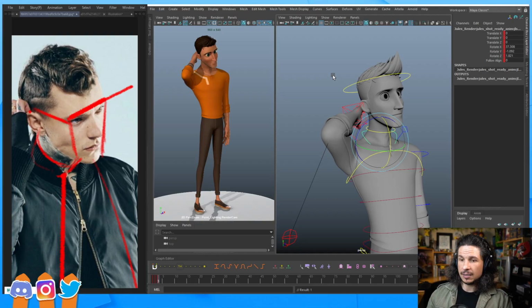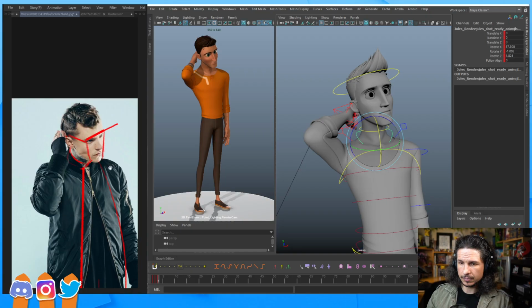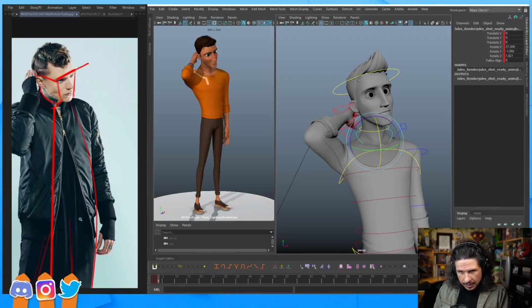Now, shoulders and arms. This is where sympathetic motion really comes into play. Whenever you're dealing with the arms, there is a lot of sympathetic action. In this case, he's slouched and there's a tension to him. If you look at the shoulders, they're raised up ever so slightly. So the shoulder here is actually going up right there.